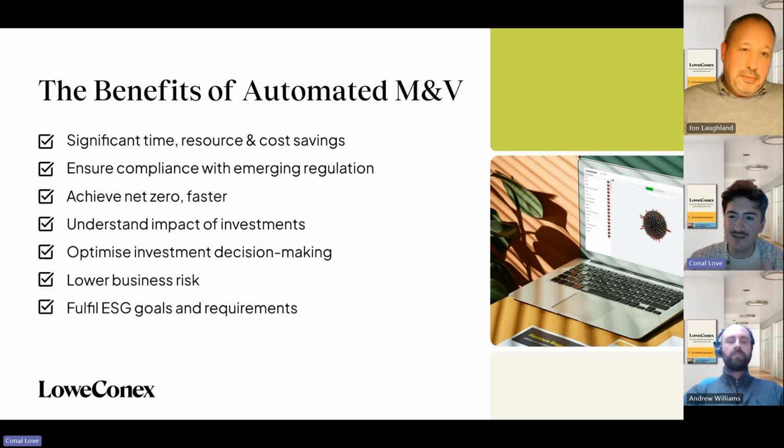It's this type of technology that brings all those teams together and really makes it clear: this is the impact of what we're doing, and this is how it's going to help the business.